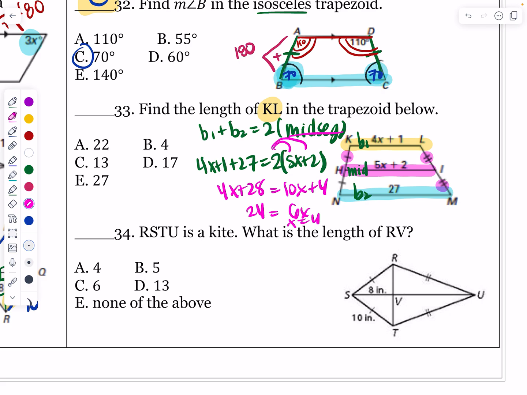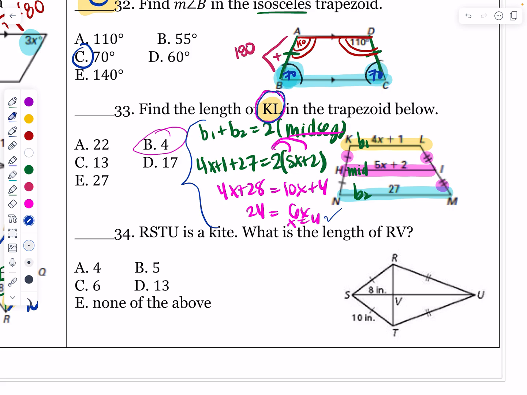Now, here's the problem. Y'all, it does not say what is the value of x. It says find the value of KL. A lot of people are going to try to circle B, and they're going to get it wrong, even though they did really good math up in here. All this section, they did good math. So make sure you're answering the question. It doesn't say what is x. It says what is the value of KL.